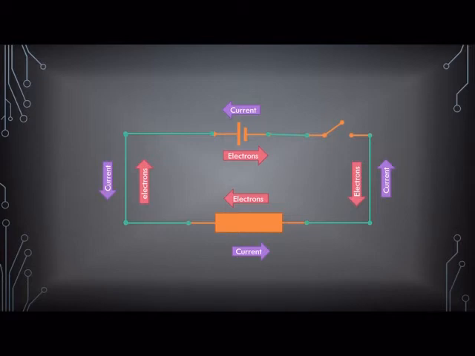But we still follow the conventional flow of current, and hence current is considered to be flowing from positive to negative, opposite to the direction of electrons. Or you can say current flow is always opposite to the direction of electron.